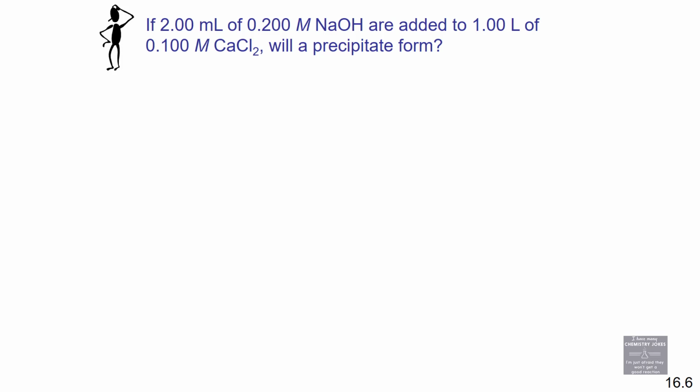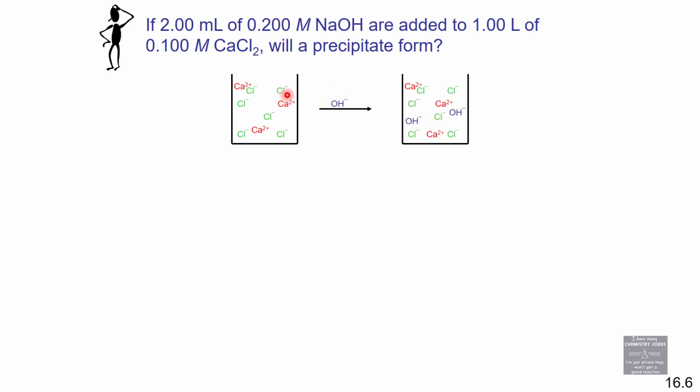If 2 milliliters of 0.2 molar sodium hydroxide are added to 1 liter of 0.1 molar calcium chloride, will a precipitate form? What? If we have a solution of calcium chloride, it's a soluble thing. I'm picturing that in my mind's eye. Calcium chloride dissolved in solution. I'm going to add sodium hydroxide to it. And the reason I pulled out hydroxide is because when hydroxide hooks up with calcium, it's going to make an insoluble salt. So the sodium is a spectator. We don't care about the sodium, actually.